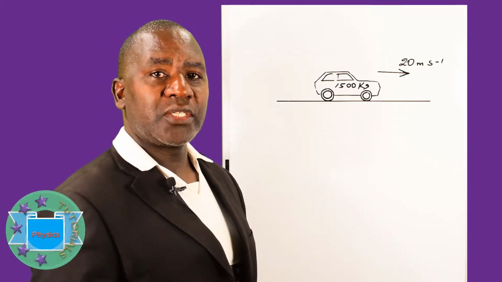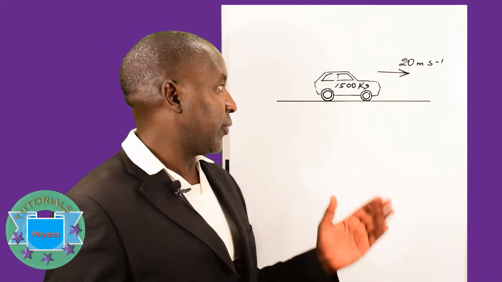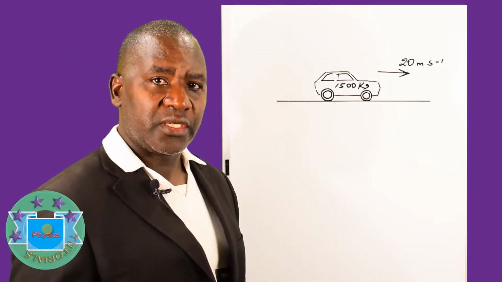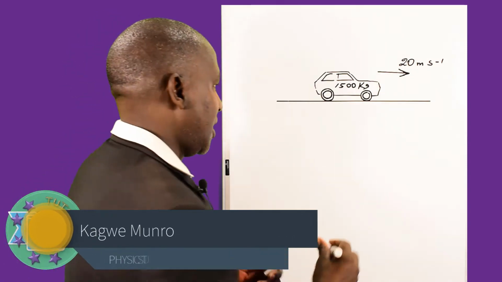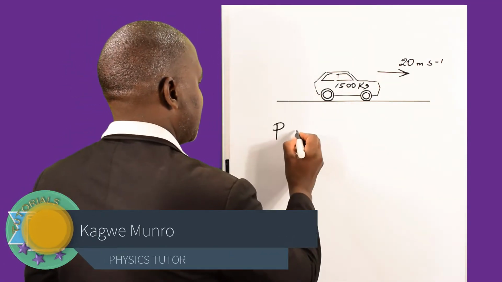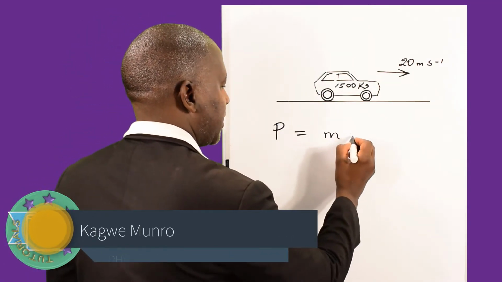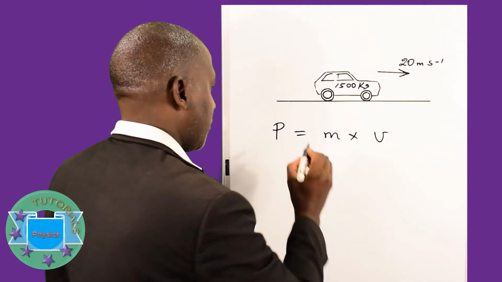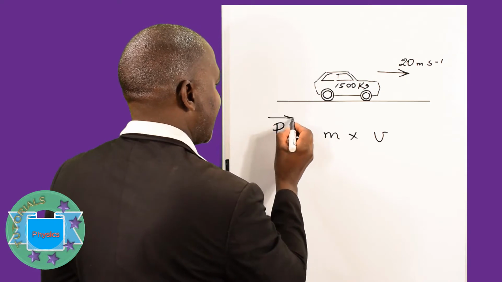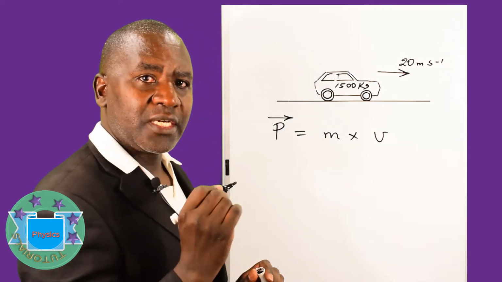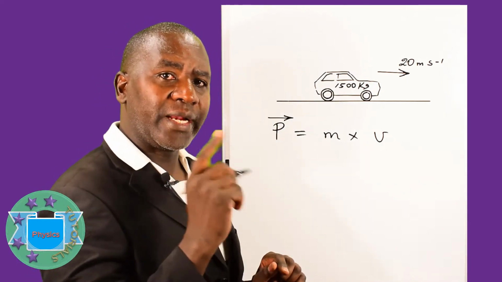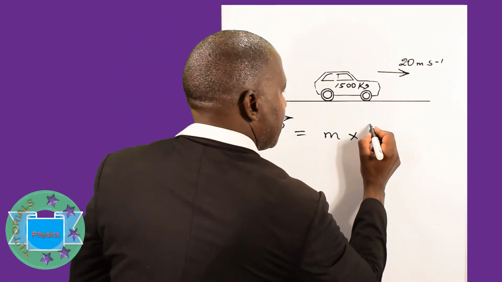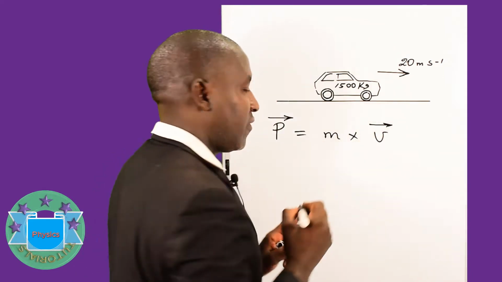So welcome back to this series of videos where we are looking at momentum of an object. We have just seen that momentum of an object is a product of its mass and its velocity. We have also seen that momentum is a vector. A vector is a physical quantity with both direction and magnitude. And the direction of the momentum is the same as the direction of the velocity.